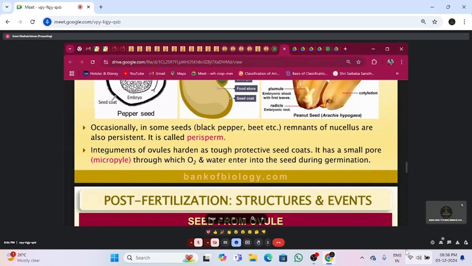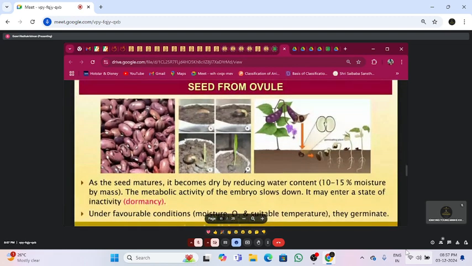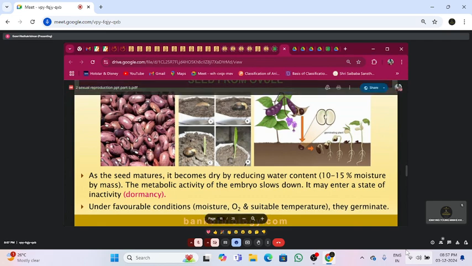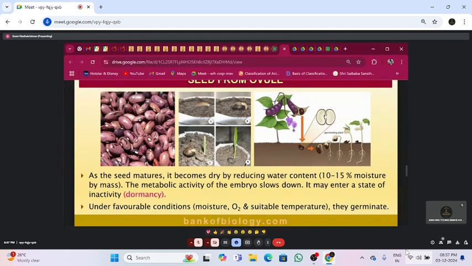So integuments of ovules harden as tough protective seed coats. It has some small pore through which water and oxygen enter into the seed during germination. Once some seeds become very dry, they reduce water content, and that is 10 to 15% moisture by mass.